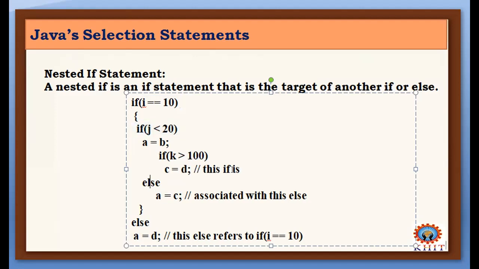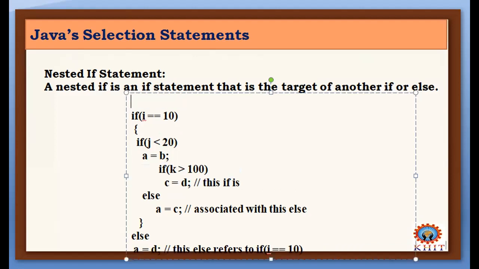And for this if there is no else condition. If k greater than 100, then c is equal to d. That's it. There is no if else condition for this particular condition. Based on the values we provide, it will be executed. Suppose you take, then observe that the i value is 10.